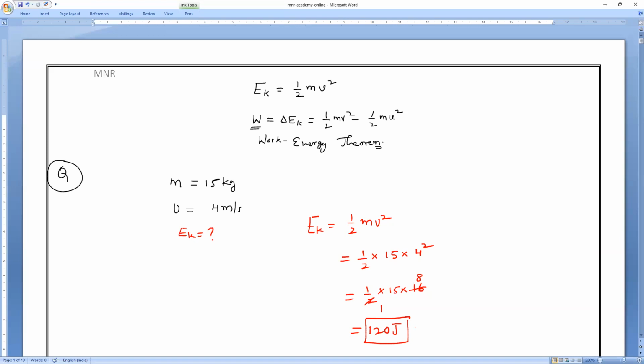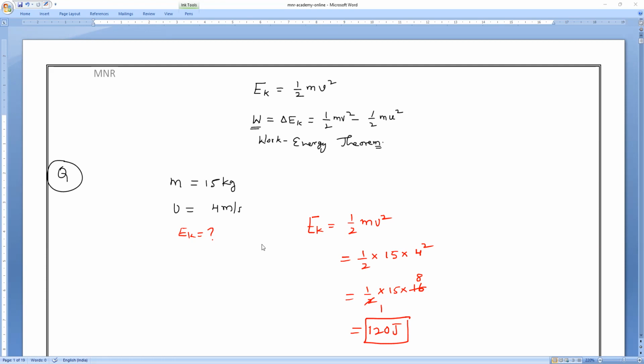So an object of mass 15 kg is moving with a velocity of 4 meter per second. Tables I don't know, then what can I teach? Can you please repeat the question and answer? How many times? That's what I'm saying. You write the given data, that is enough. Avoid that practice. Mass of 15 kg moving with a uniform velocity of 4 meter per second. What is the kinetic energy possessed by the body?